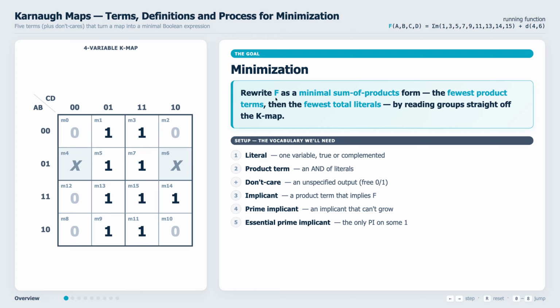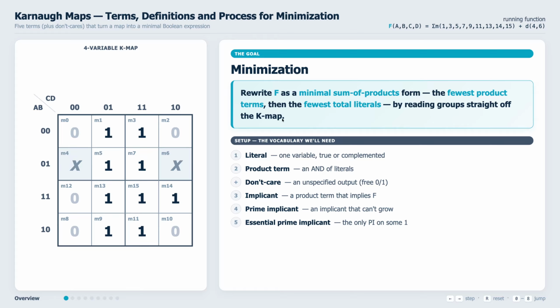We want to rewrite a logic function f into a minimal sum of products form. So minimal in this case means the fewest product terms. We understand what a product term is with SOP. And then we also want the fewest total literals. Well, we need to define what literal means. And then if we go through this process and learn these terms, we'll be able to go ahead and apply the minimization and read the Boolean logic function straight off of a Karnaugh map.